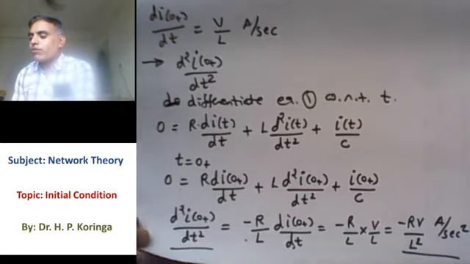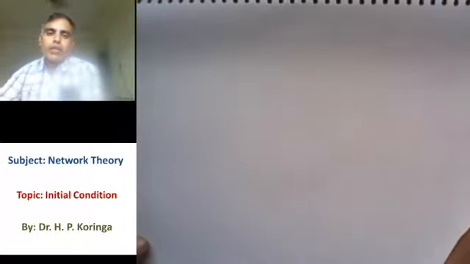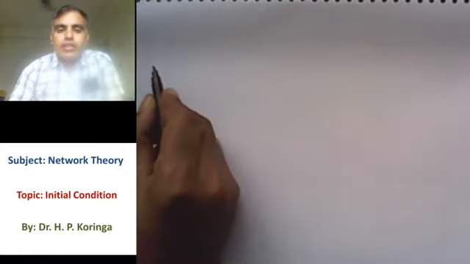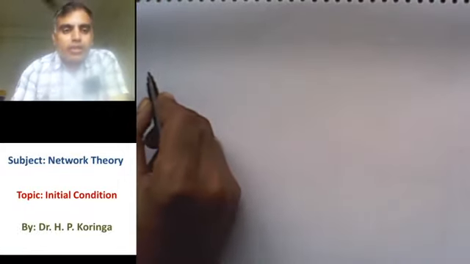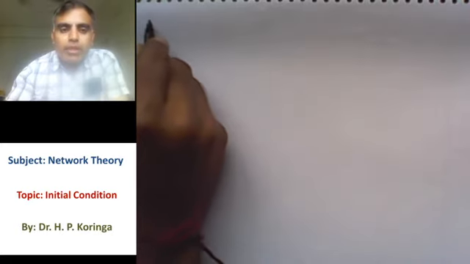Here I have not solved it, so let me solve for the parallel RLC circuit, and we'll find the initial conditions v(0+), dv(0+)/dt and d²v(0+)/dt².